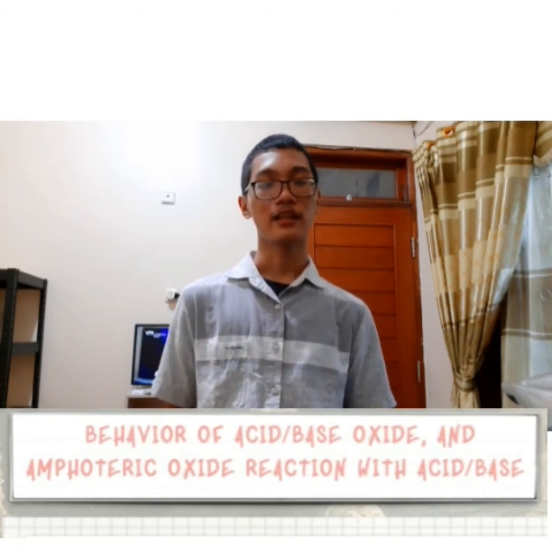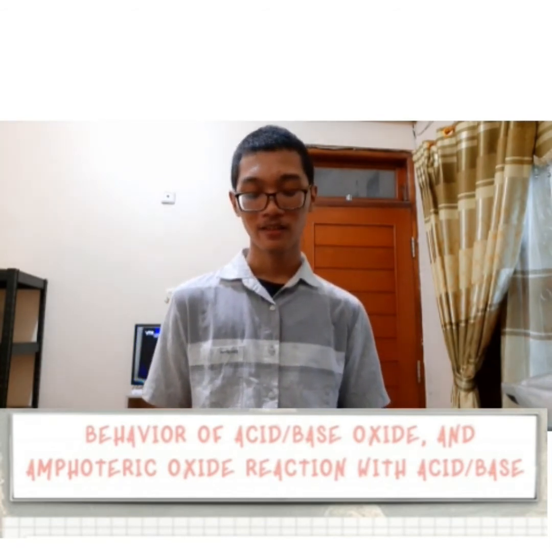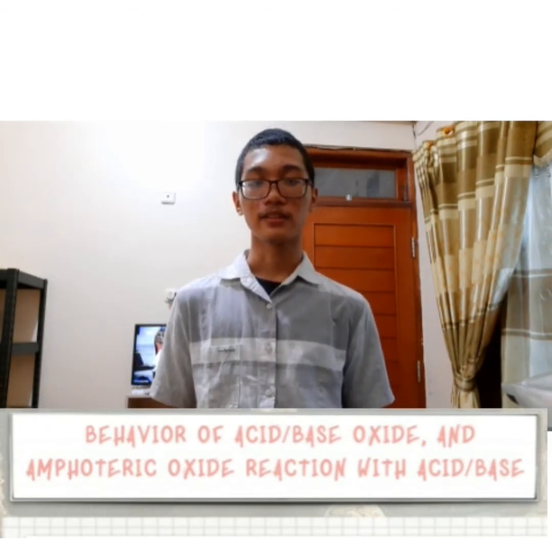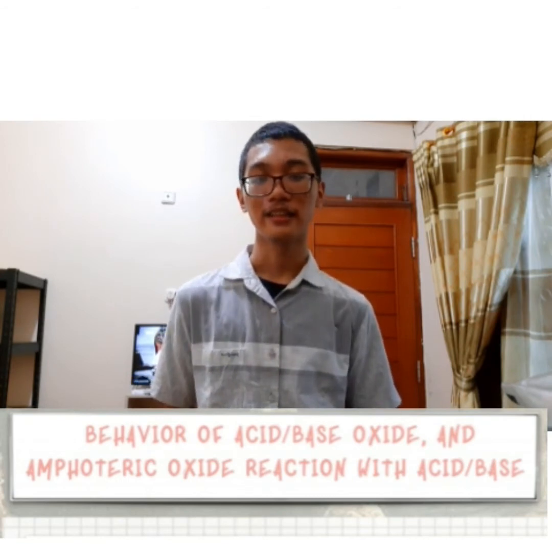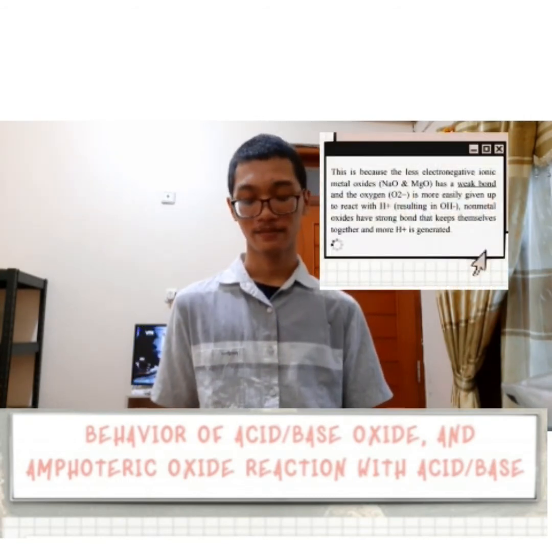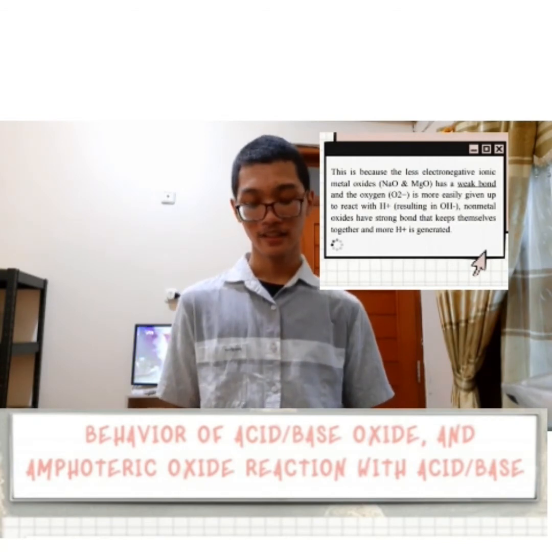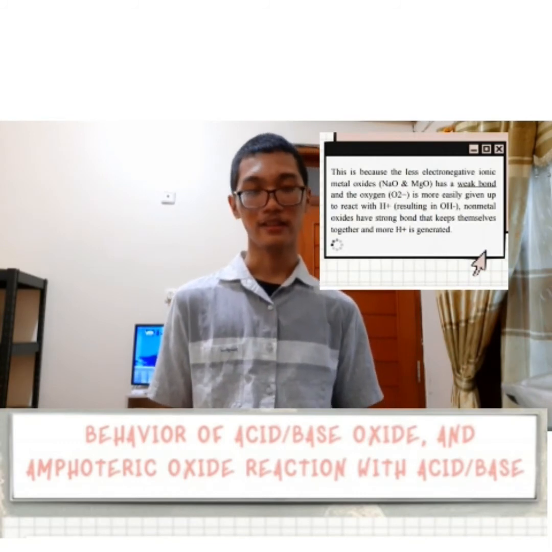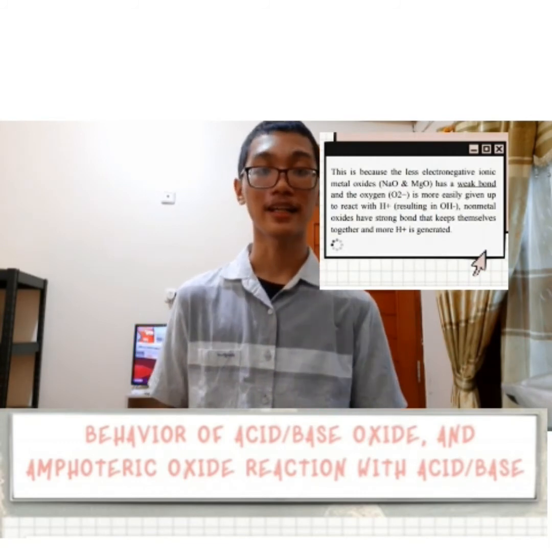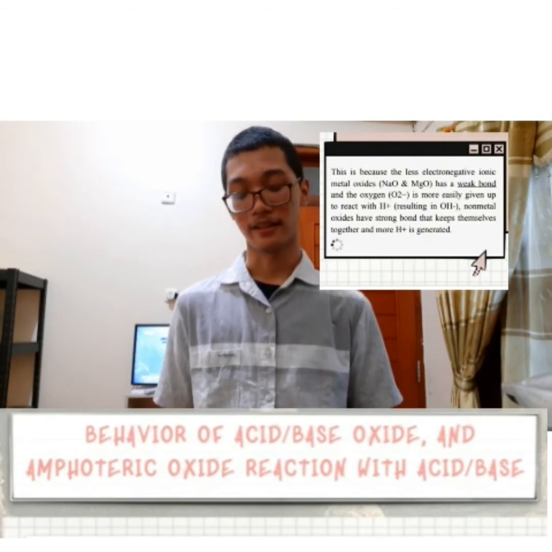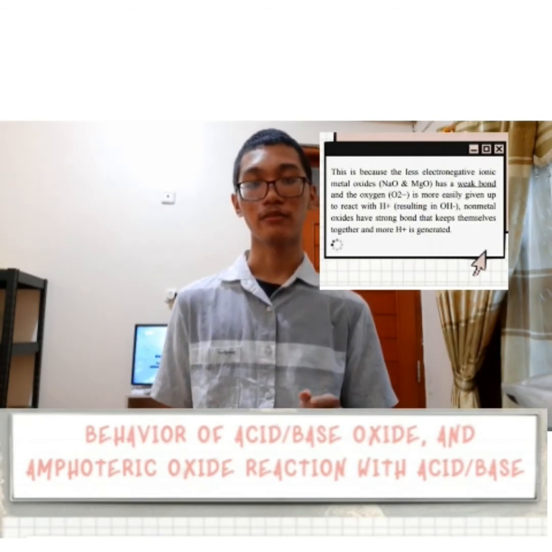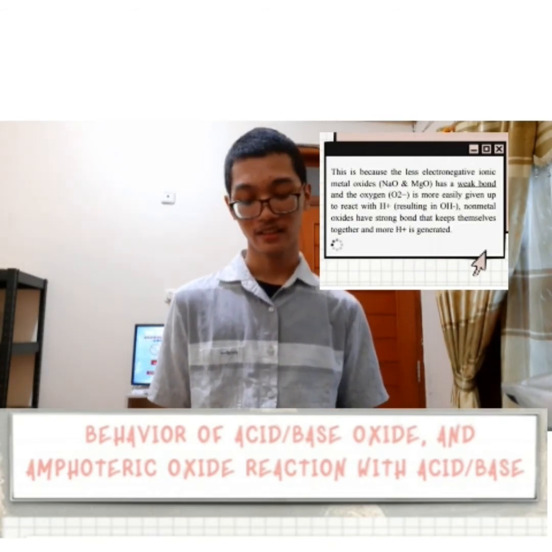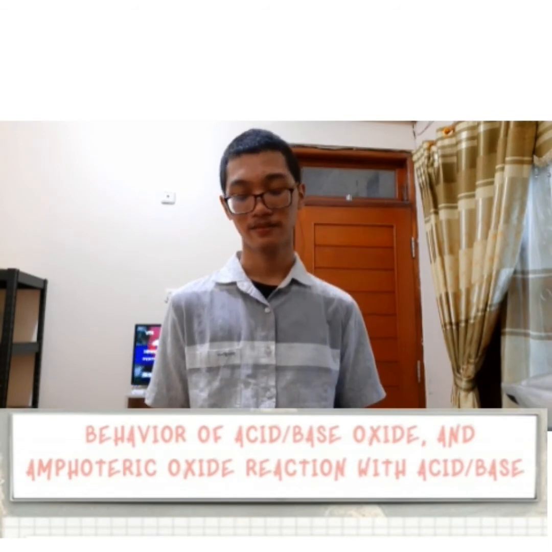Sulfur dioxide is a relatively weak acidic oxide. It is fairly soluble in water, and when reacted with water, it results in an acidic solution of sulfurous acid. This is because the ionic metal oxide, being less electronegative, has a very weak bond with the oxide ion, and the oxide ion is more easily given up to react with hydrogen ions, forming hydroxide ions. Non-metal oxides have a strong covalent bond with oxygen, so they hold together better than metal oxides, and more hydrogen ions are generated.